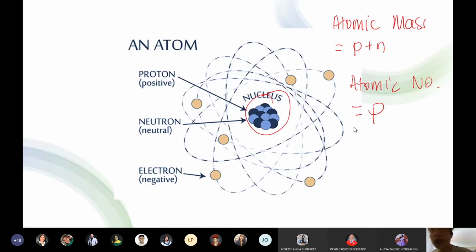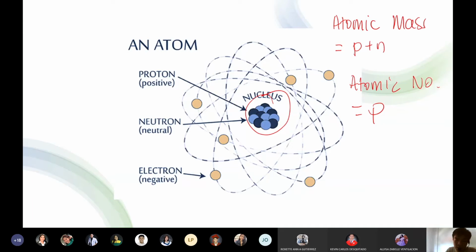For example, I have magnesium. So magnesium in my periodic table, ang kanyang atomic number is 12. So that means it has 12 protons. For example, I have bohrium, element 106. So it contains 106 protons. So yun lang yung idea.